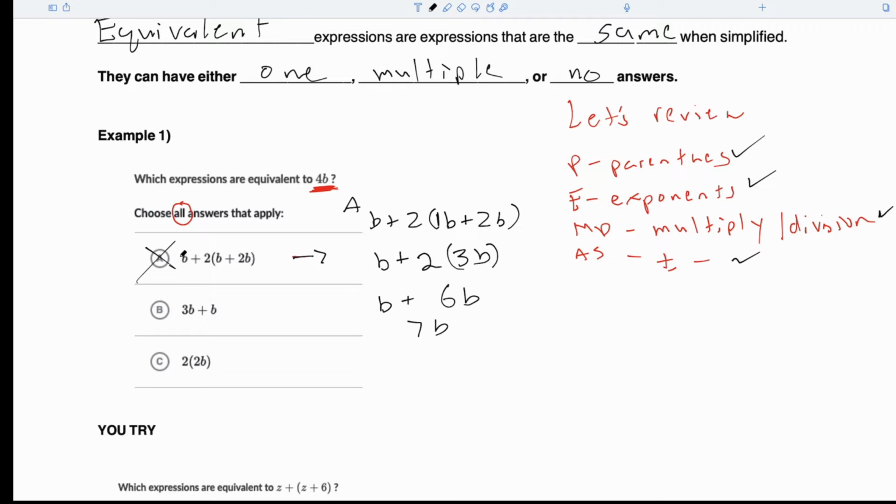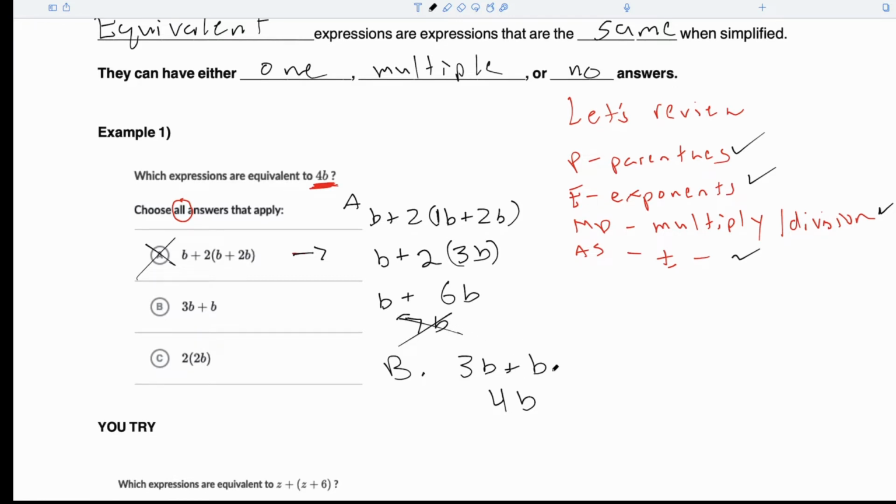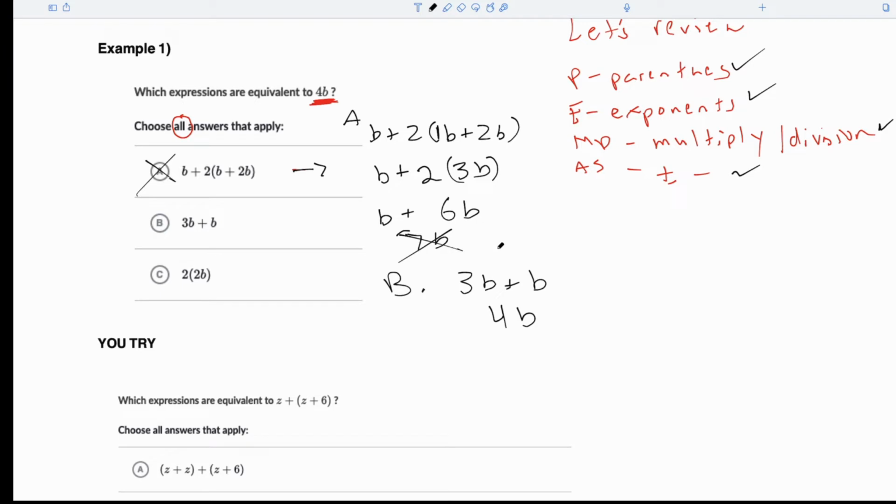3b plus b, this one was a lot simpler. We're going to pull it out and simplify it. 3b plus b is just going to turn into what, Isaiah? 3b plus b is what? Yeah, and does 4b equal 4b? Yeah, that matched. Circle it, that's one answer. But that's not all. You have to check every single answer.